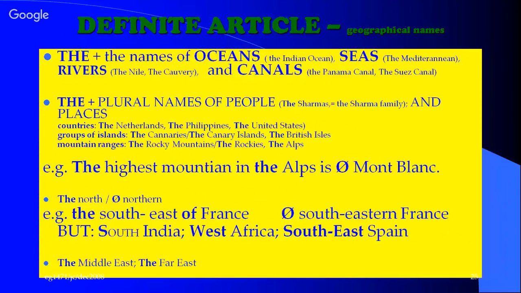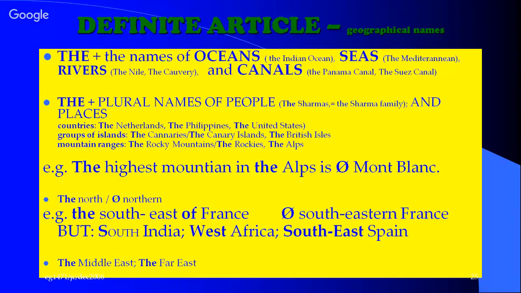The plus names of oceans. Names of oceans, we have to say the: the Indian Ocean, the Pacific Ocean, the Atlantic Ocean. Seas, names of seas, like the Arabian Sea, the Bay of Bengal. Rivers: the Nile, the Kaveri, and canals: the Panama Canal, the Suez Canal. The plus plural names of people, the Sharmas, we are talking about the Sharma family. And places, countries like the Netherlands, the Philippines, the United States. Here you notice that Netherlands, Philippines, United States, they're all plural names of the country. So when the country has a plural name, we use the.